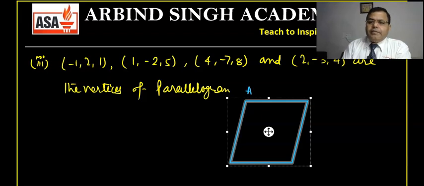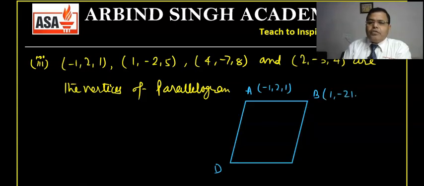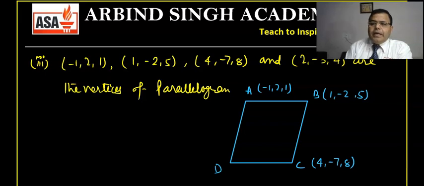Say A, B, C and D. These are the points. The coordinate of this point A is minus 1, 2, 1. B is 1, minus 2, 5. And C is given here, 4, minus 7, 8. And D is 2, minus 3 and 4.